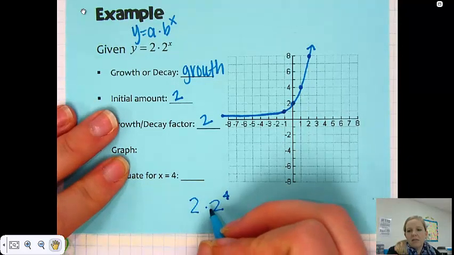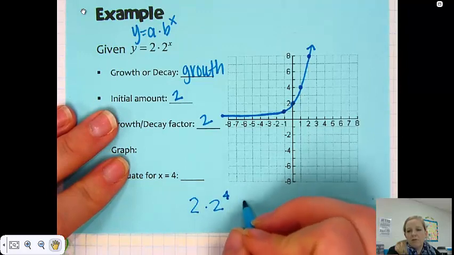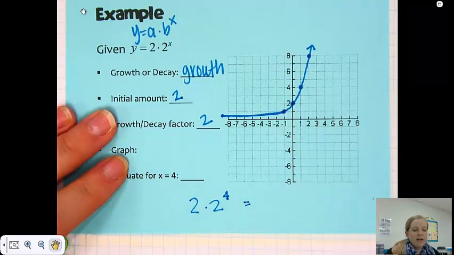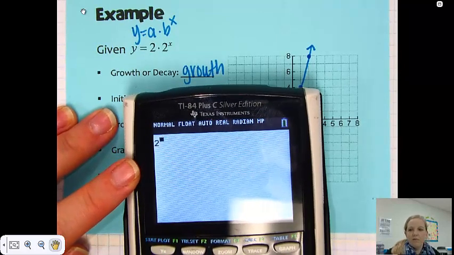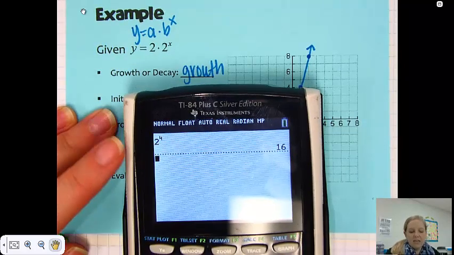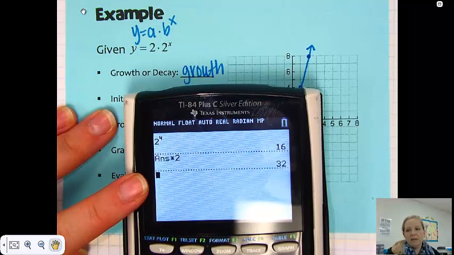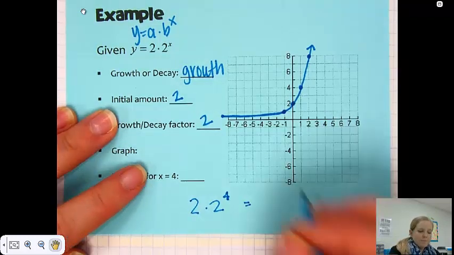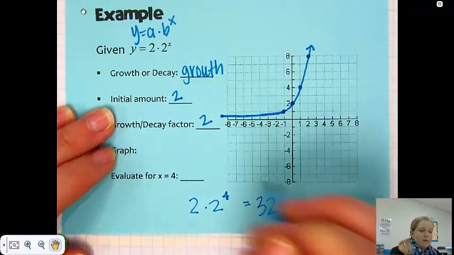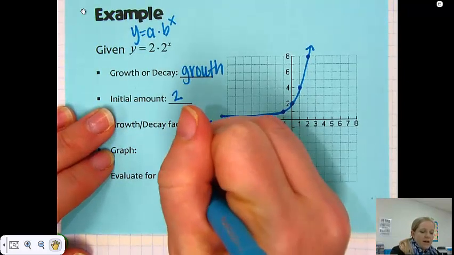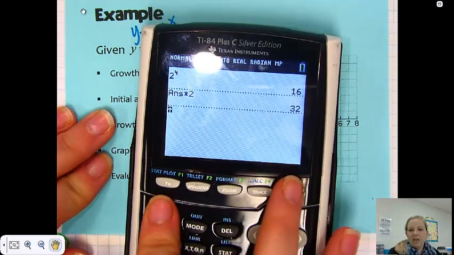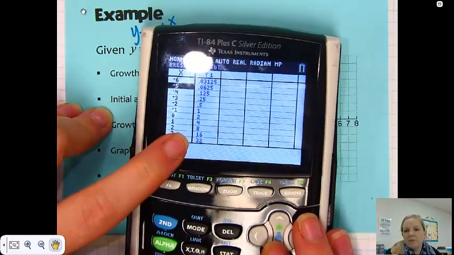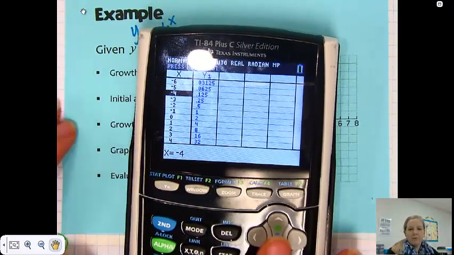Alright, so 2 times 2 to the 4th. So remember our order of operations. First we have to simplify our exponents. So I'm going to go over here and I'm going to say what is 2 to the power of 4? And that's going to be 16, and then I'm going to multiply that by 2, and I end up with 32. So when x equals 4, y equals 32. So let's go to our table there and check. When x equals 4, y equals 32. So we know we're right.